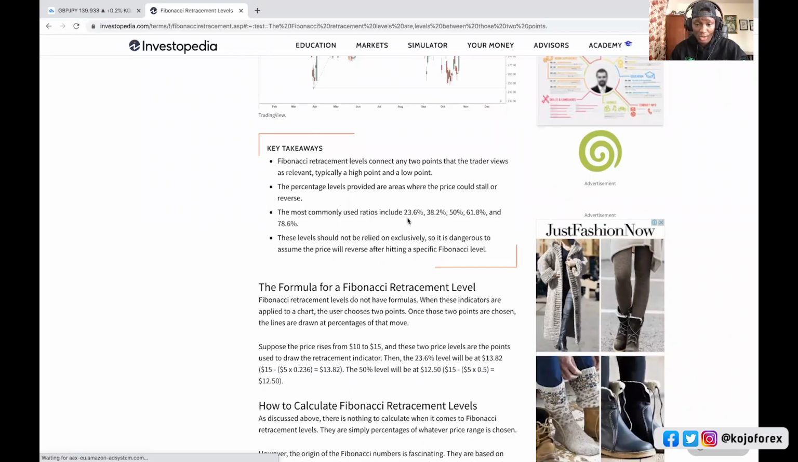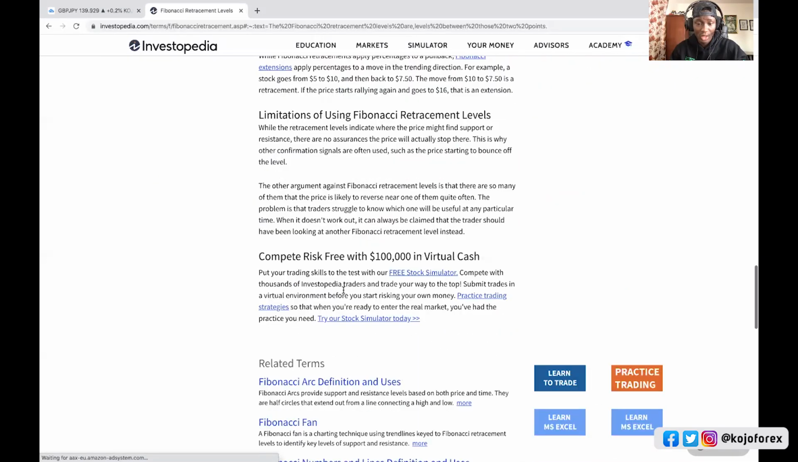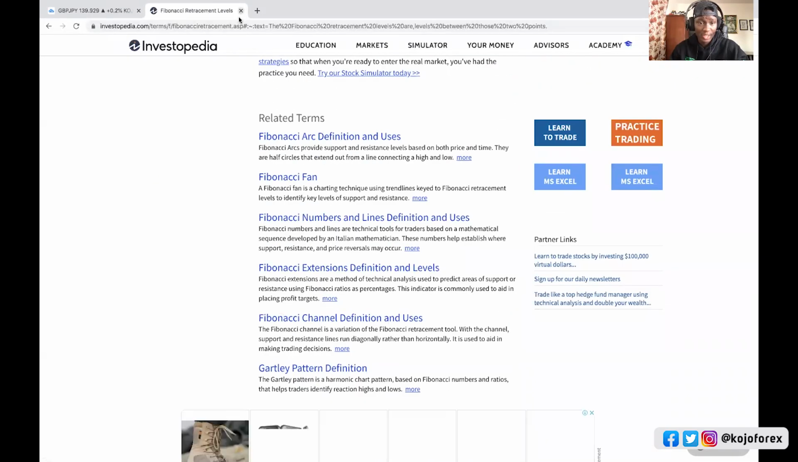Most commonly used ratios are 23.6, 38.2, 50%, 61.8, and 78.6. This is what you need to know. But when it comes to me as a trader, I only focus on the 50%, 61.8, and then the 78.6 retracement level. So if you want to read more about Fibonacci, that's the link. You can Google it and then read all about it. But yeah, so let's delve straight into the chart.